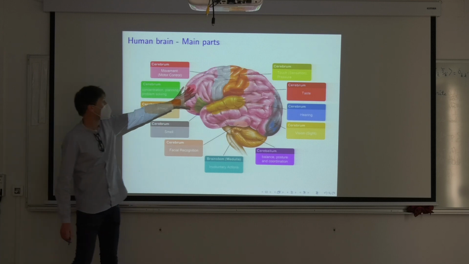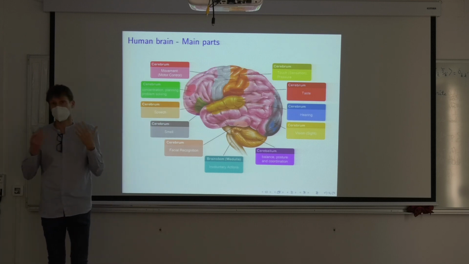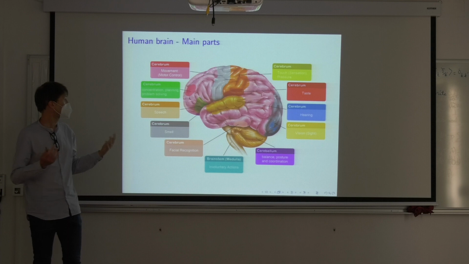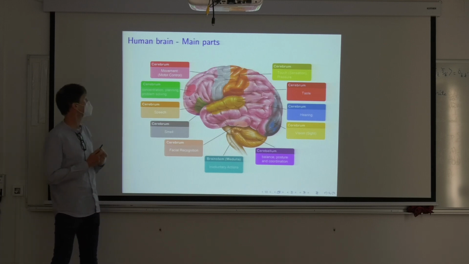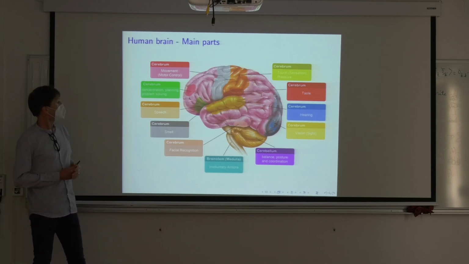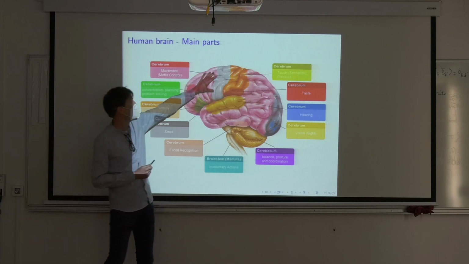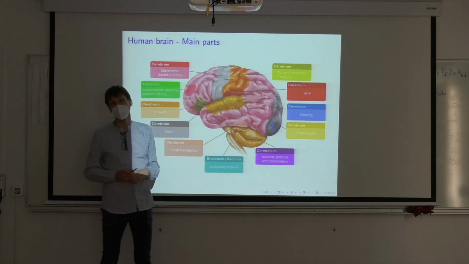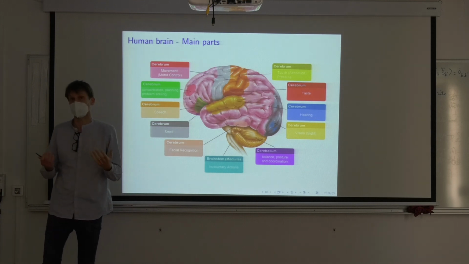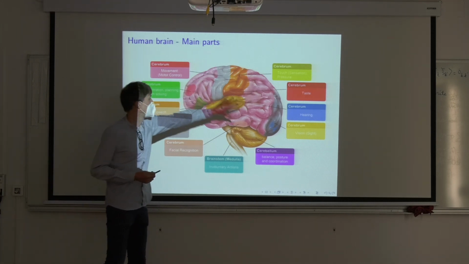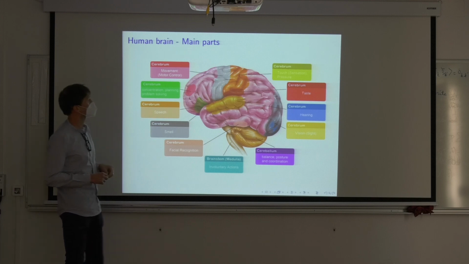But it's also involved in our high-level cognitive abilities like decision making, problem solving. And that's the frontal part of the cortex. And eventually, it's also involved in generating movements. This is the motor cortex. Okay? So all these things that cerebral cortex does.